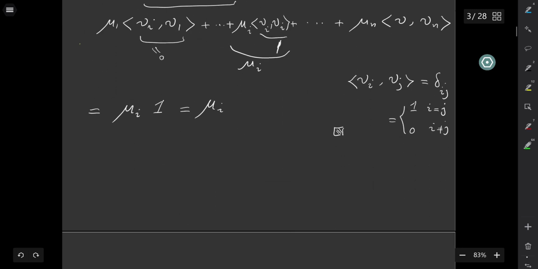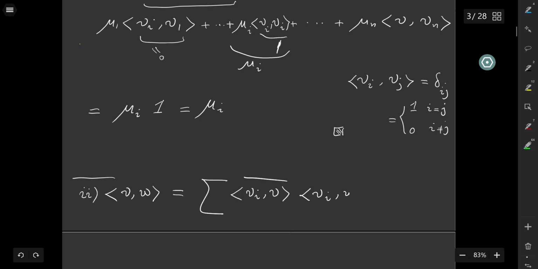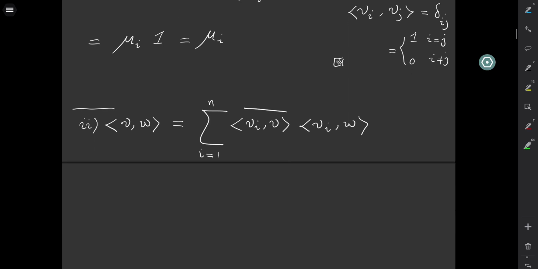Let's see what the second part was saying. The second part of the theorem was saying that if we take two vectors v and w in our space, we can write their inner product as the sum, for i from 1 to n, of the conjugate of the inner product of vi and v, times the inner product of vi and w, without conjugate. The inner product of two vectors is a number, so the left-hand side is a number. The right-hand side is also a sum of some inner products multiplied, so both sides are numbers.